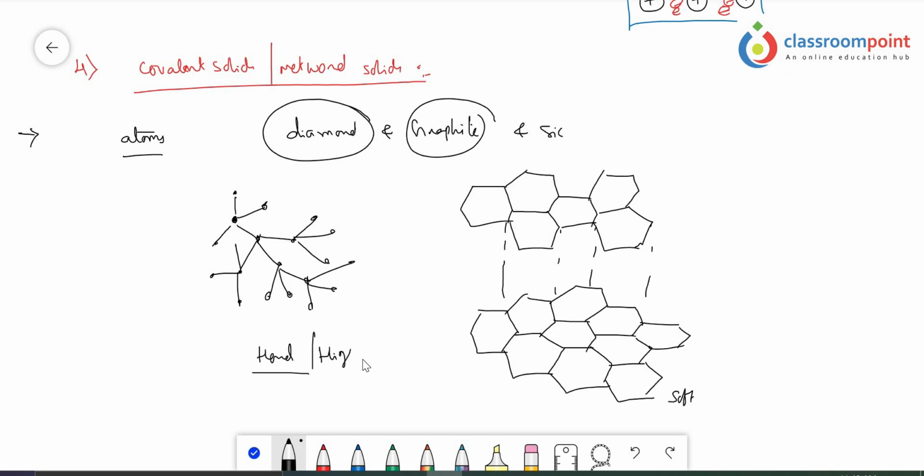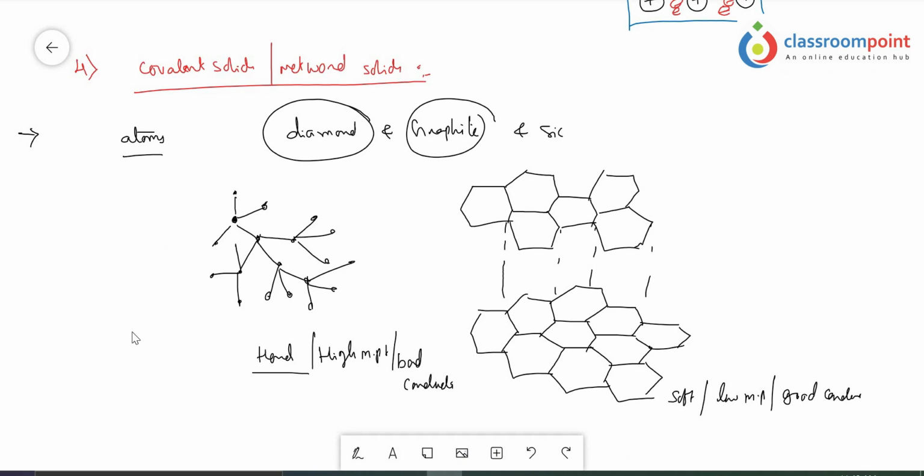Except graphite, all remaining covalent solids have network-like covalent bonds, so they are very hard, possess very high melting points, and are bad conductors of electricity. They completely insulate and cannot conduct any electricity because of the absence of free electrons. But graphite is somewhat different. Graphite is soft because of the layer structure. It has a low melting point, and it is a good conductor of electricity due to the presence of free electrons. This is the only exceptional case among covalent solids.